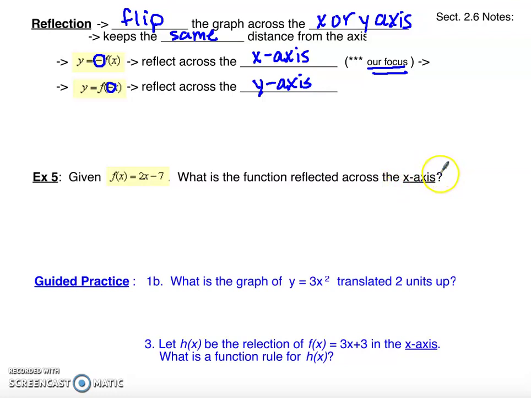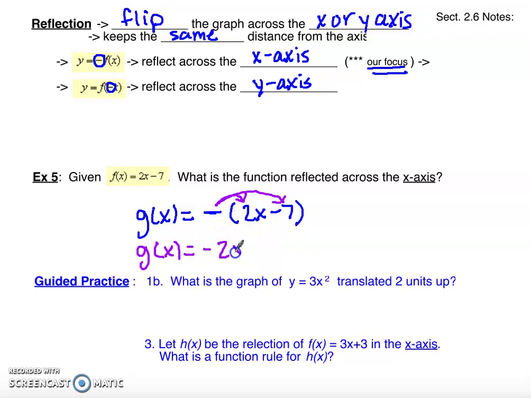So this is our original function. Remember, if we want to show a new function, we're going to change f of x to g of x equals. This negative is in front of the entire function. So the negative goes in front of the entire function of 2x minus 7. So what should I do with that negative? I'm going to distribute that in. And that's going to show a reflection. g of x equals, when I distribute that in, I get negative 2x plus 7. So that shows a reflection over the x-axis.